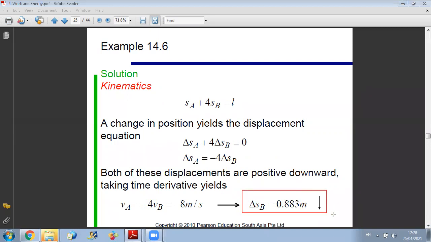And since delta SB is positive, this tells me that B is moving downward while A will move upward. So the work of the weight of B will be positive, while the work of the weight of A will be negative. Okay? Any question on this?